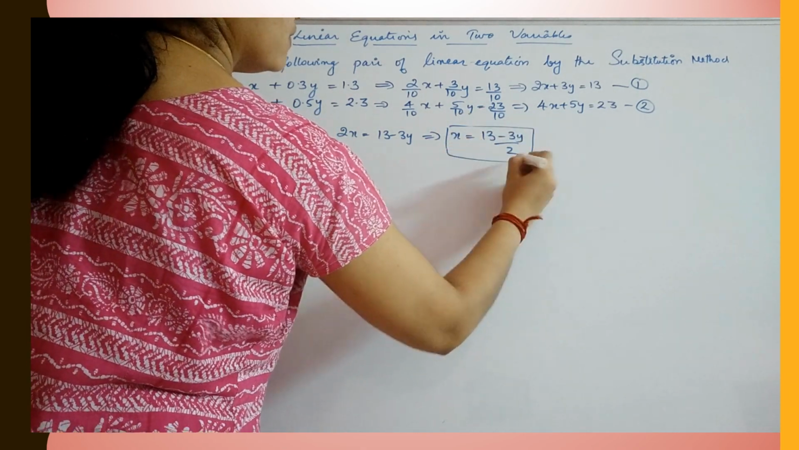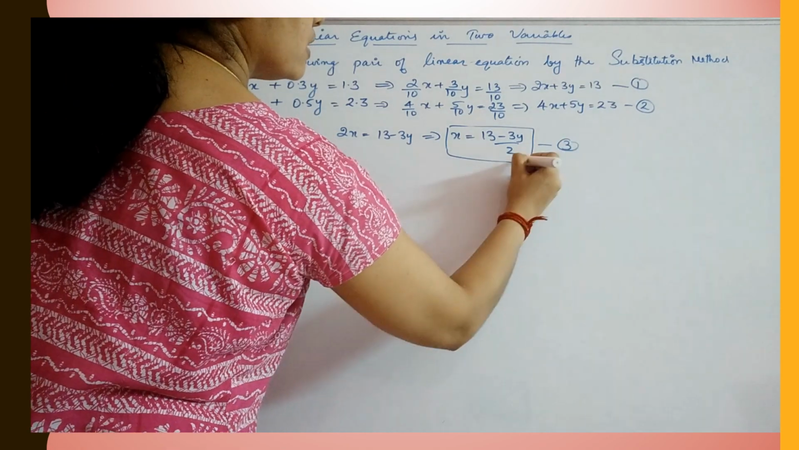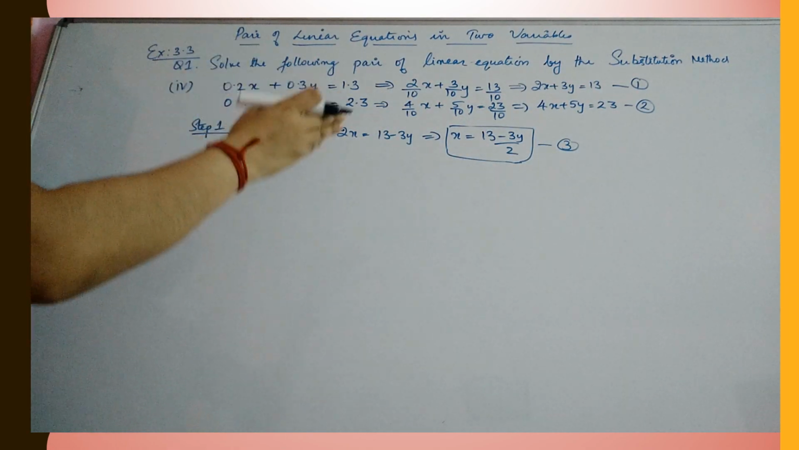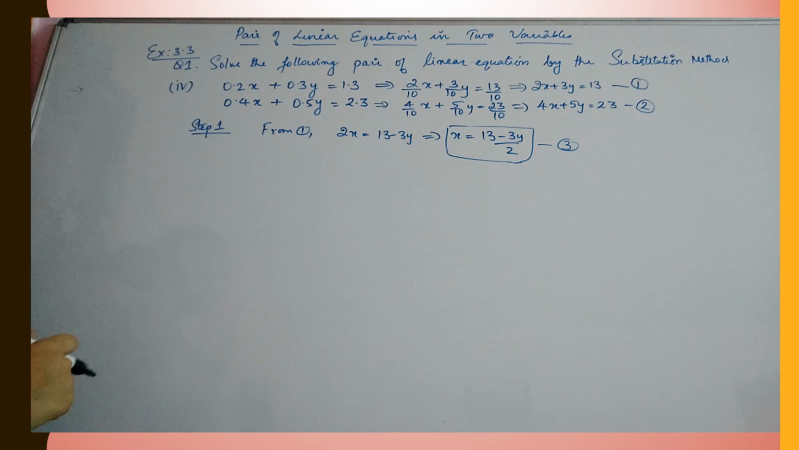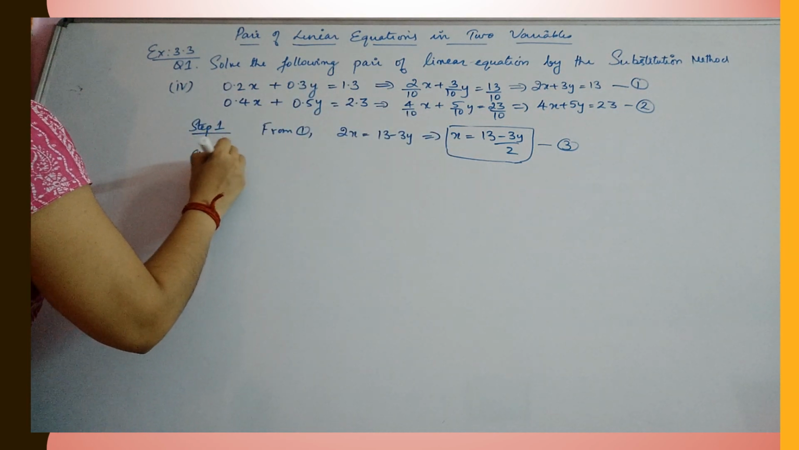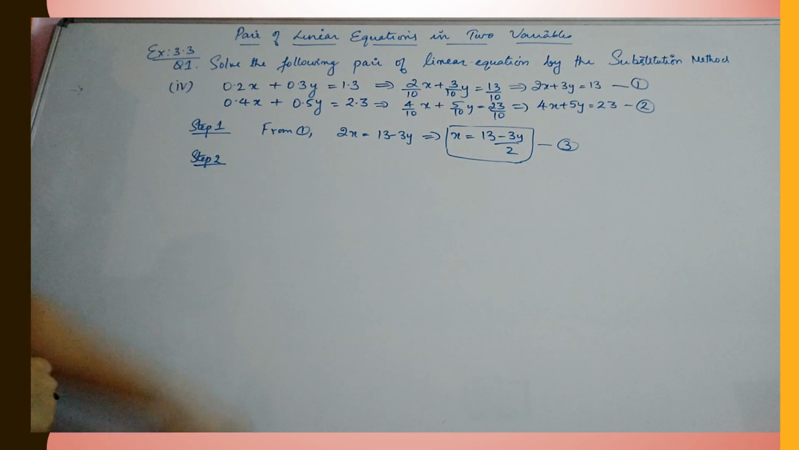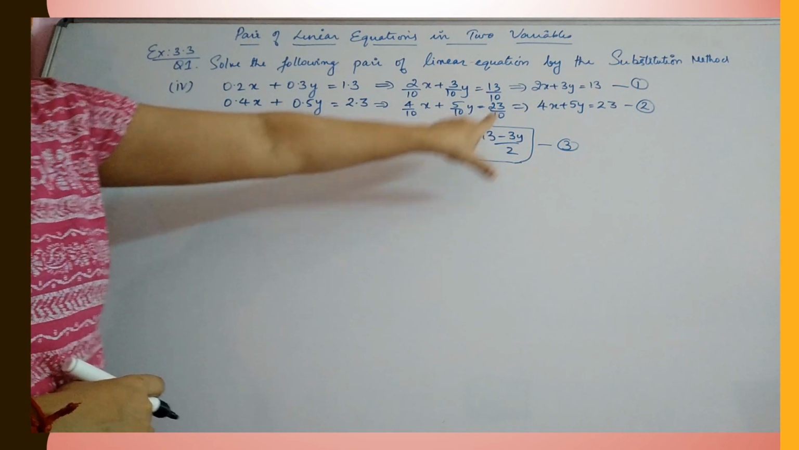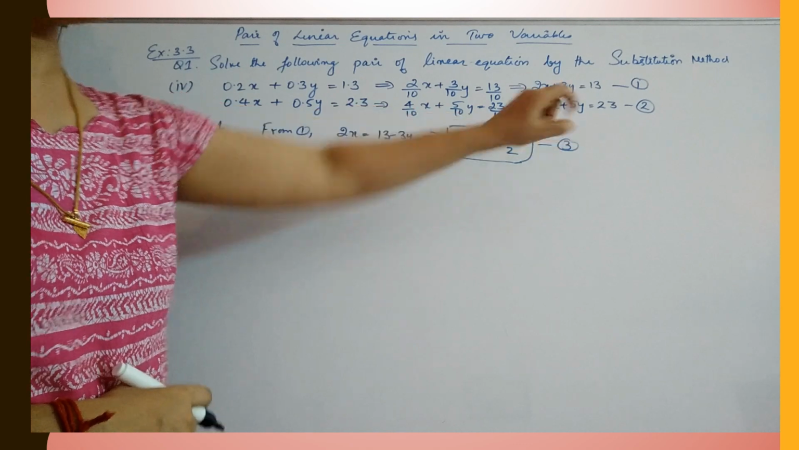Now let this, which I have found out, be your equation number 3, so that we can find the x value when we get the y value from this equation. Okay. Now what is your step 2? Step 2 is to substitute this value of x in the other equation which you have not used. That is your second equation.